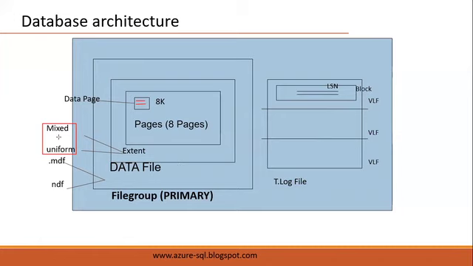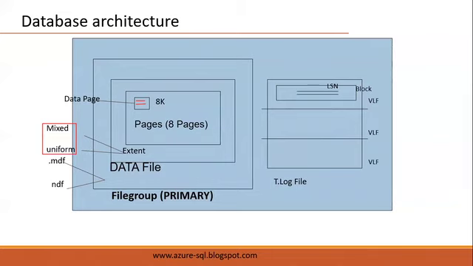A mixed extent consists of the same 8 pages, but from different objects. Means table 2 has 3 pages, table 1 has 5 pages, like this. A uniform extent means, remember, it has all the 8 pages from the same object.